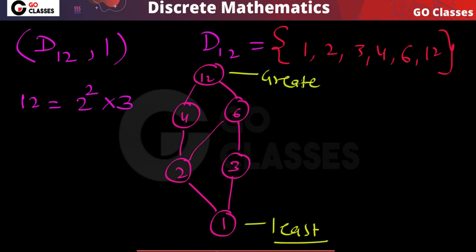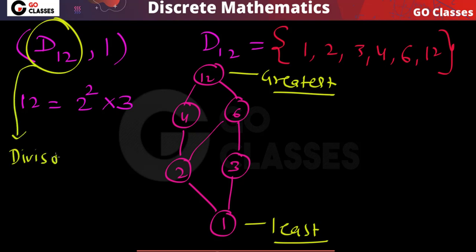Why is this the greatest element? Because remember, in this set everything is a divisor of 12. So everything will divide 12. This is the greatest element because every element in this set is a divisor of 12. Basically these are the divisors of 12, so every element will divide 12. So I can say 12 is the greatest element and 1 is the least element.